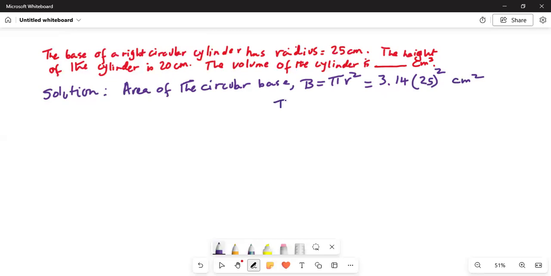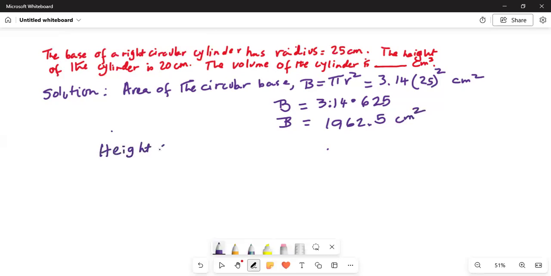So the base area B becomes equal to 3.14 multiplied by 625. How do I know that? 25 square is 625. Now I will multiply 625 times 3.14. And the answer is, remember, this is the area of the circular base. So B is equal to 1962.5 centimeters square.